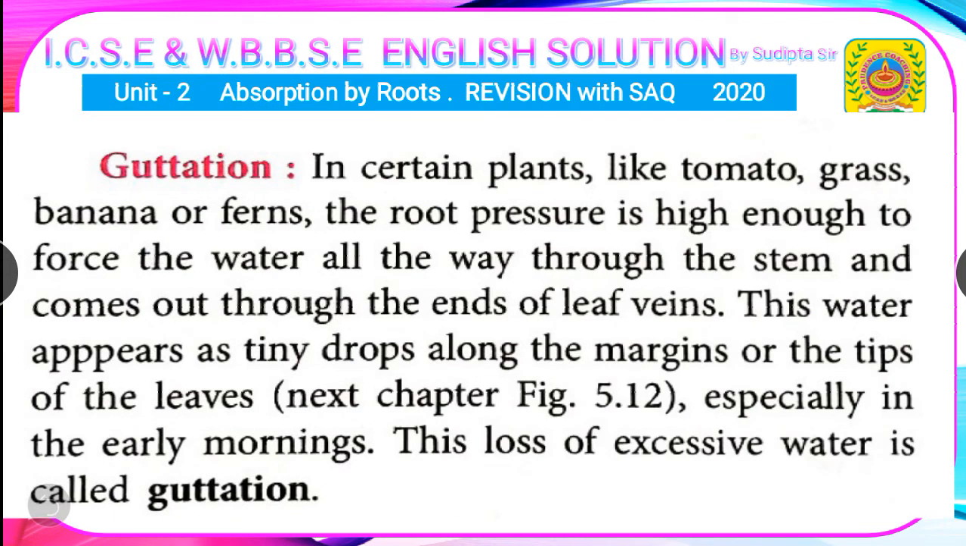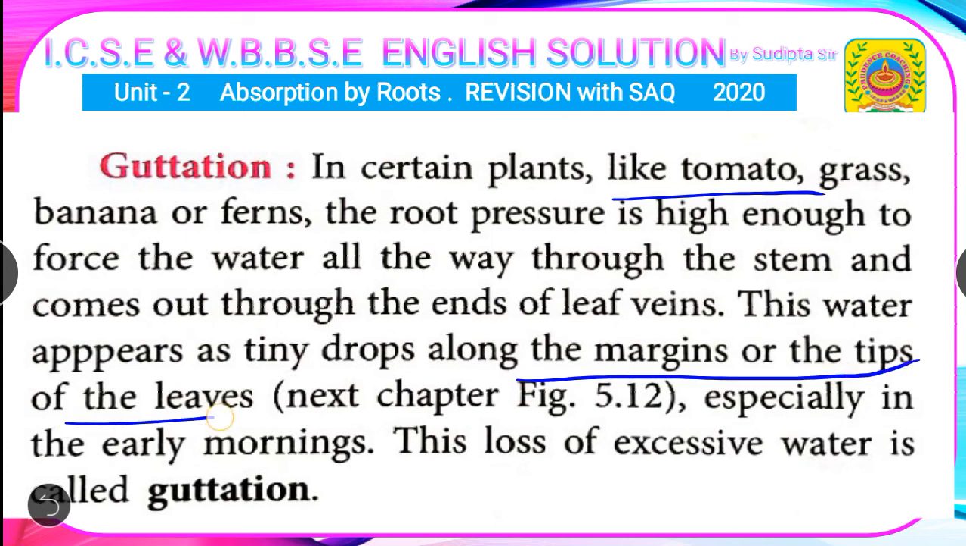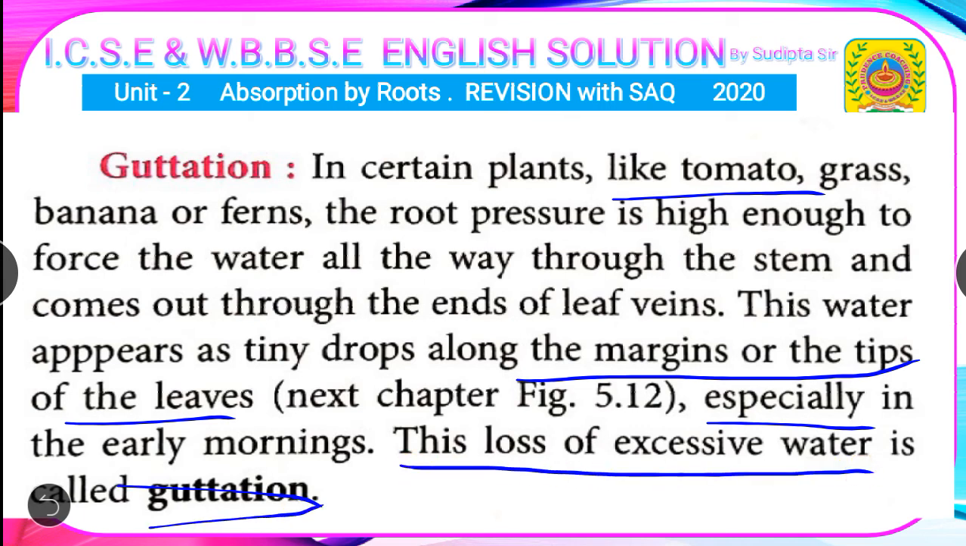Now the guttation. In certain plants like tomato, grass, banana or ferns, the root pressure is high enough to force the water all the way through the stem and comes out through the ends of the leaf veins. This water appears as tiny drops along the margins or the tips of the leaves, especially in the early mornings. As a result, the excessive loss of water occurs, and this process is known as guttation. This guttation occurs in special plants like tomato, grass, banana or ferns.